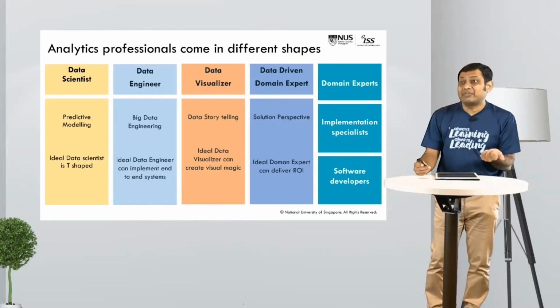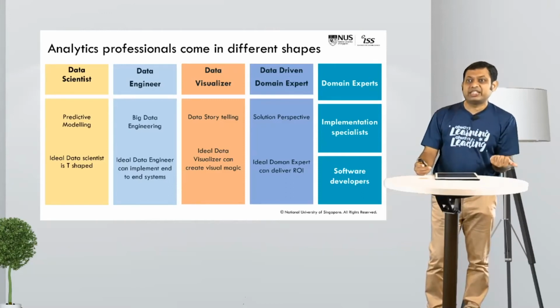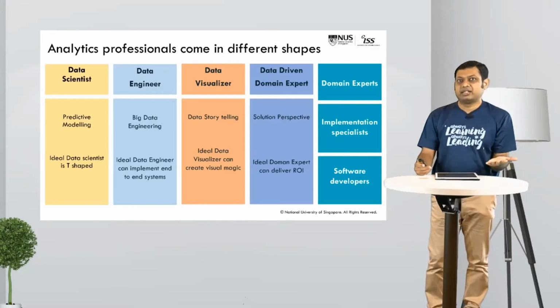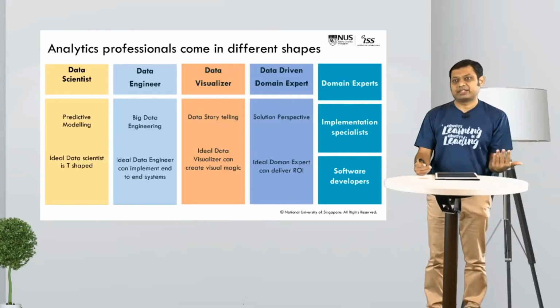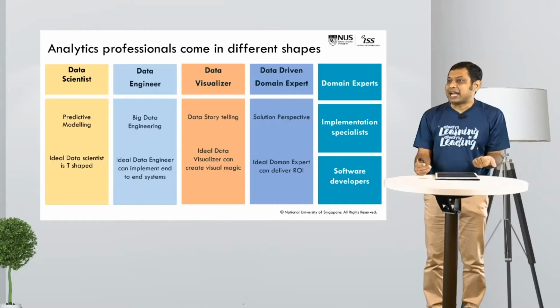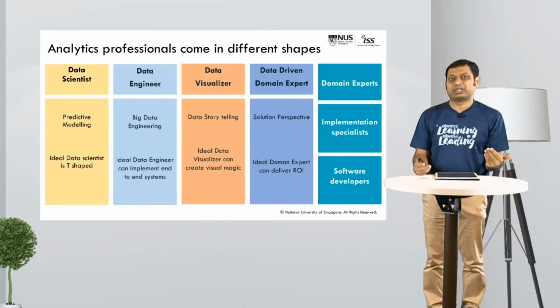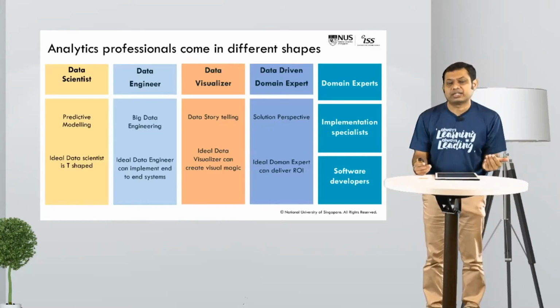You also have data-driven domain experts. So when you can combine domain expertise with data, then you would have a solution perspective. An example could be anti-money laundering. There are lots of anti-money laundering data domain experts who can deliver lots of ROI.